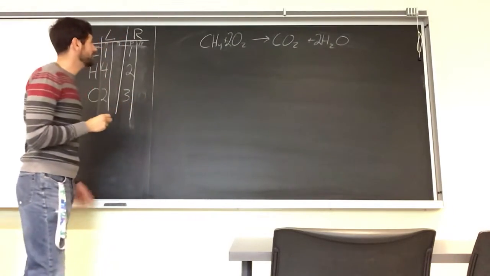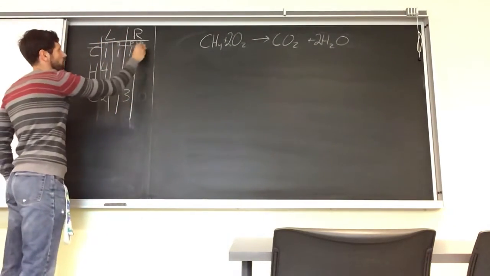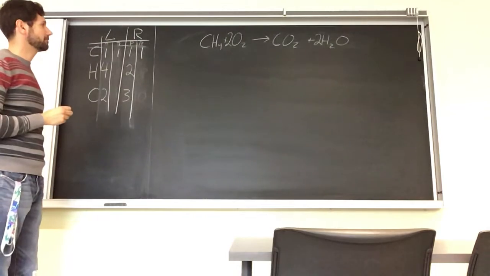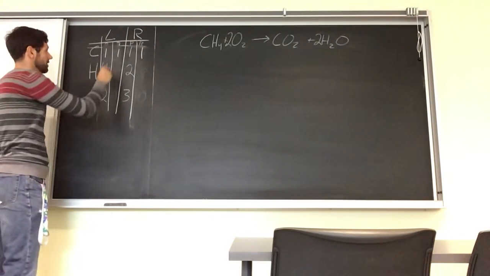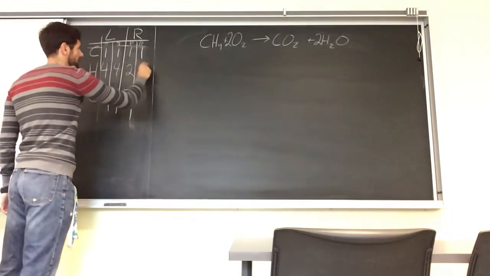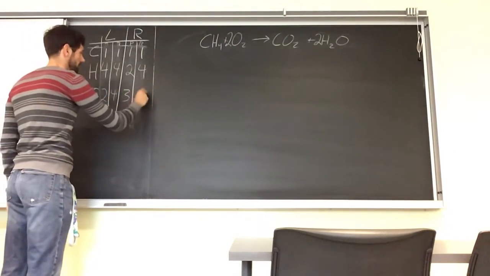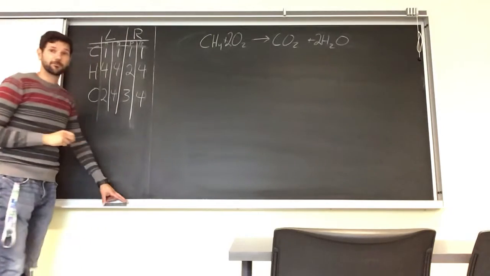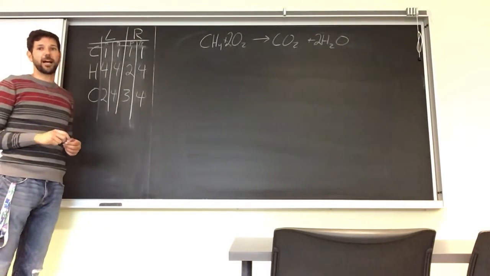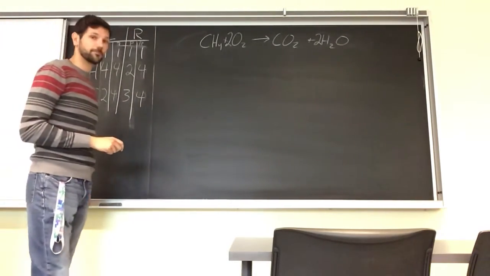Now let's look at our tally. Number of carbons per side, 1 and 1 on the left and right. Number of hydrogens per side, 4 and 4 on the left and right. Number of oxygens per side, 4 and 4 on the left and right. So this one is balanced as well. So this is great.